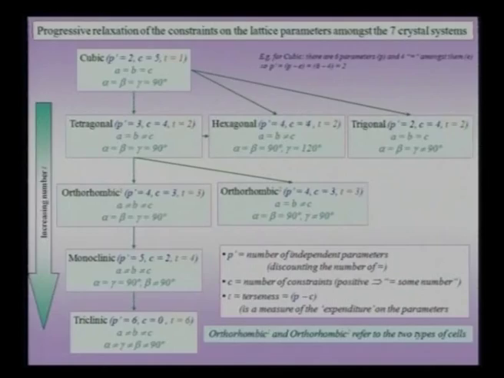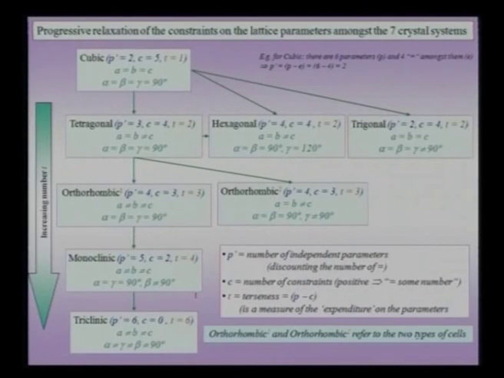So is it for the hexagonal class, wherein now all the angles are constrained as before, but one of the angles is different, and the number of constraints is 4, the terseness value is 2, and similarly for the trigonal the terseness value is 2. There are 2 constraints, and the triclinic has no constraints on the lattice parameters, therefore the terseness value is 6.